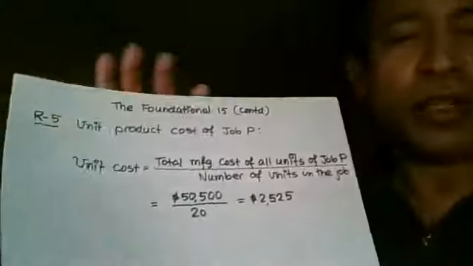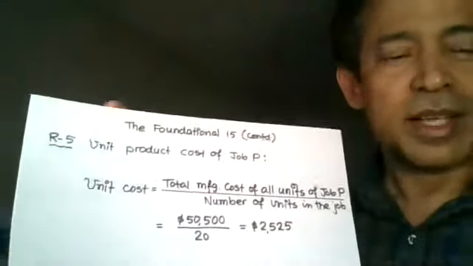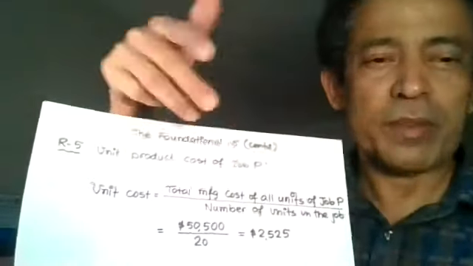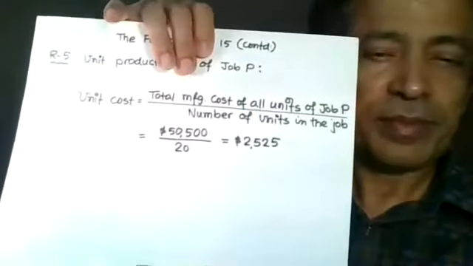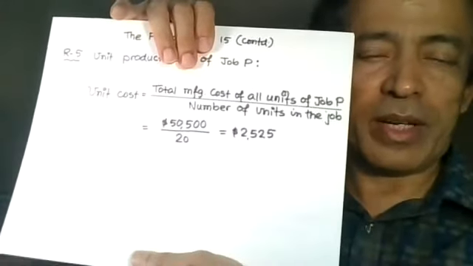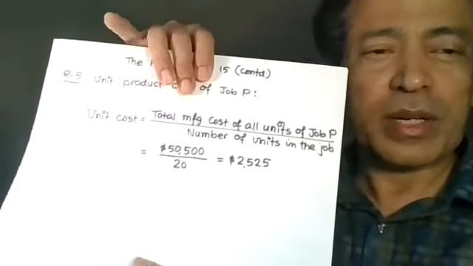But then that leads us to the next requirement, which is what is the unit cost? Unit production cost. Well, the answer to the previous requirement divided by the number of units. So the answer to the previous requirement was $50,500. You divide $50,500 by the number of units, which was 20. So that would give you the unit cost. And remember, we're going to do the same for Q by rotation.